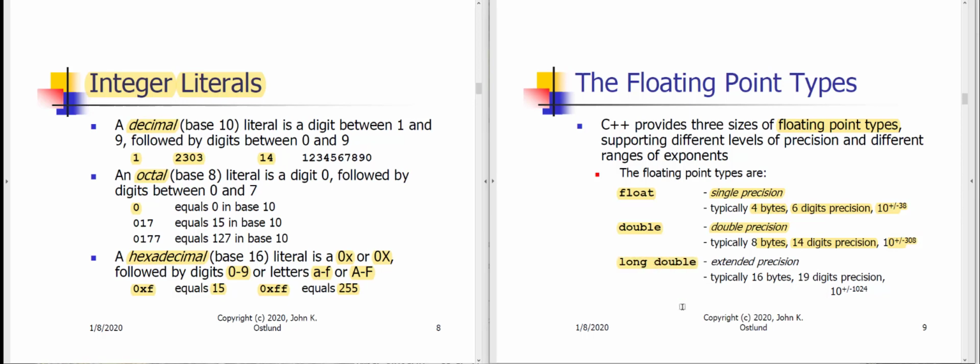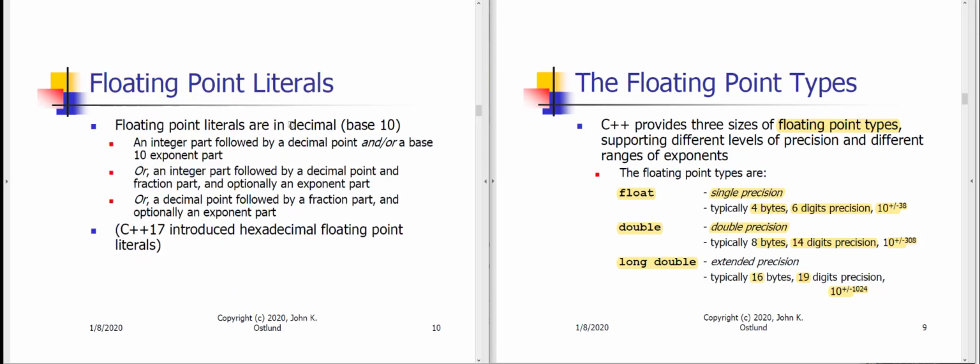Long double, depending on your compiler, may or may not be what's called extended precision. So it may or may not occupy 16 bytes, give you a minimum of 19 digits of precision and a much wider range of magnitudes, 10 to the plus or minus 1024. Again, it's up to the developer of the compiler to decide the specific implementation details for these 3 floating point types. In older C++ compilers, floating point literals are in base 10. C++17 did actually introduce hexadecimal notation for floating point literals. And a floating point literal basically has to include either a decimal point and/or a base 10 exponent.